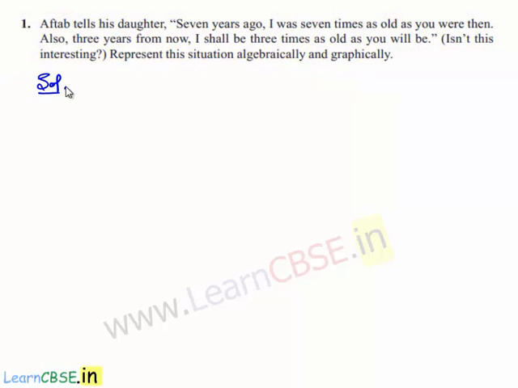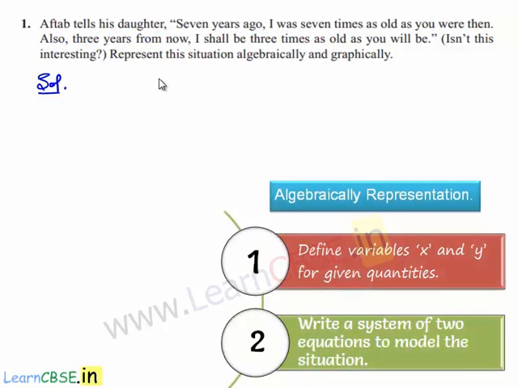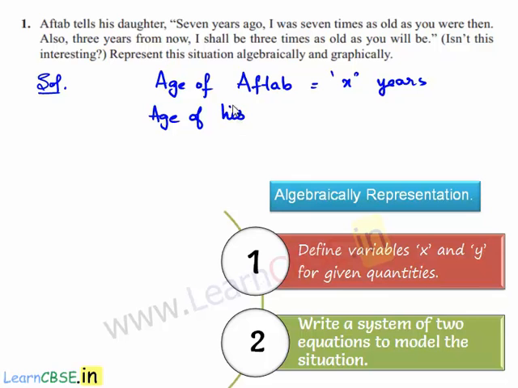So, I assume the present age of Aftab as x years. Also, the present age of his daughter is equal to y years.